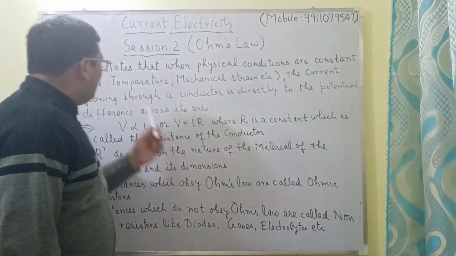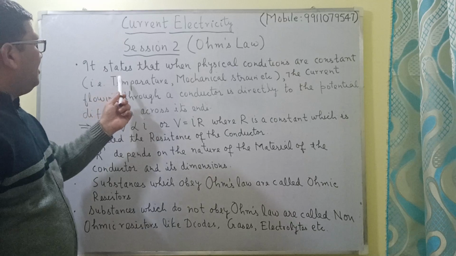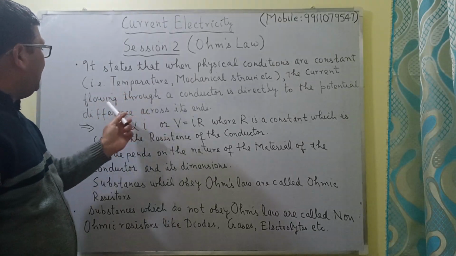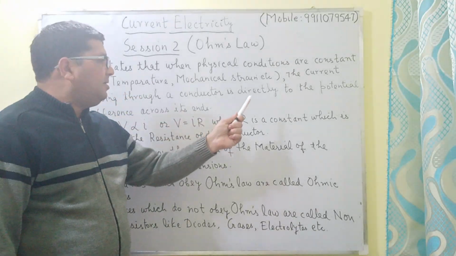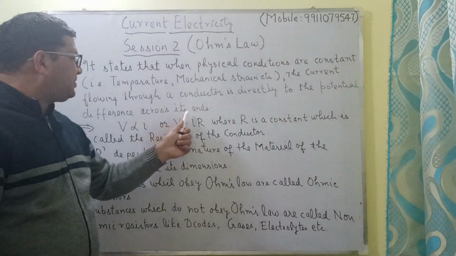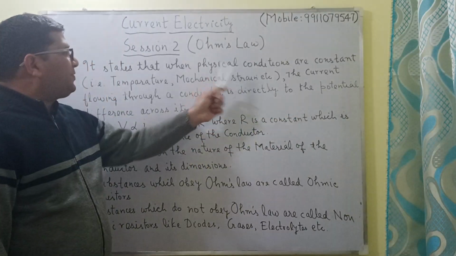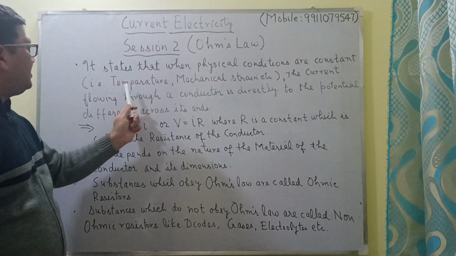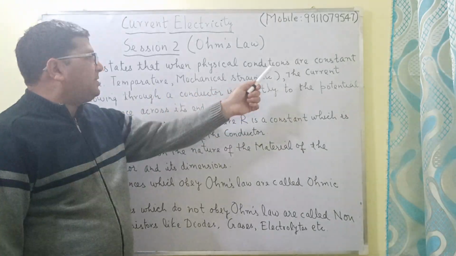The first point here is that the current which is flowing through a conductor is directly proportional to the potential difference across its ends if the physical conditions such as the temperature, mechanical strain, etc. are constant.